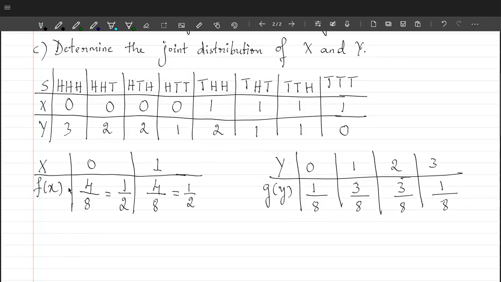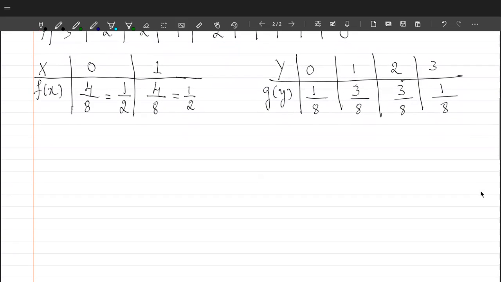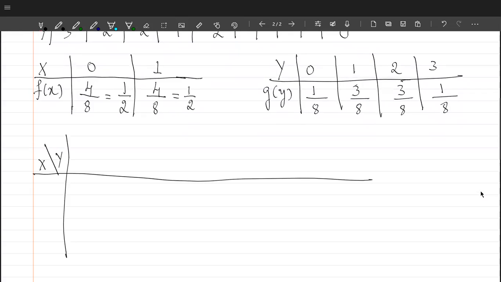So now we are done with marginal distribution tables for x and y. Now let's calculate the joint probability distribution table. To do that, first we have to list out the values of x and y and write the corresponding entries. X takes which values here? X takes only 2 values, 0 and 1. Here let's write the sum.